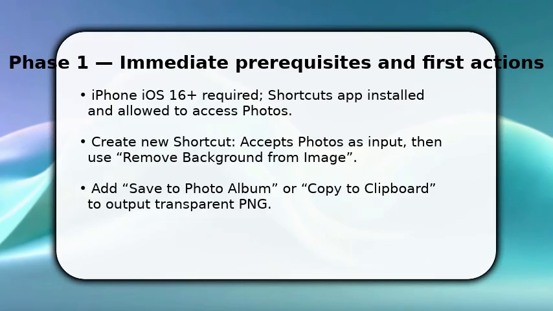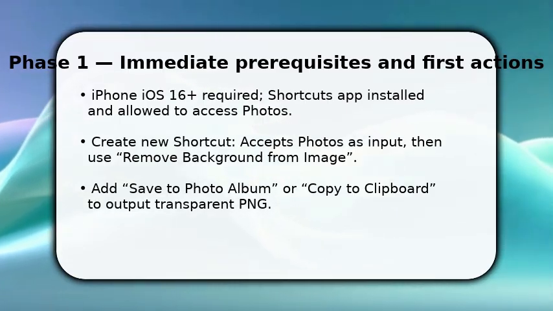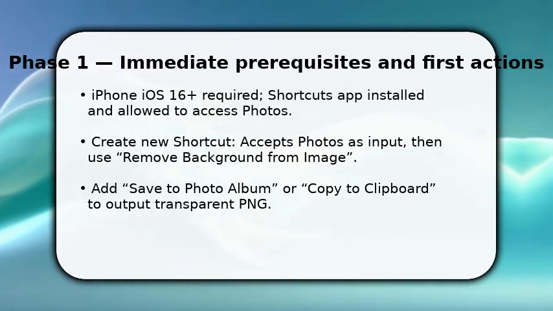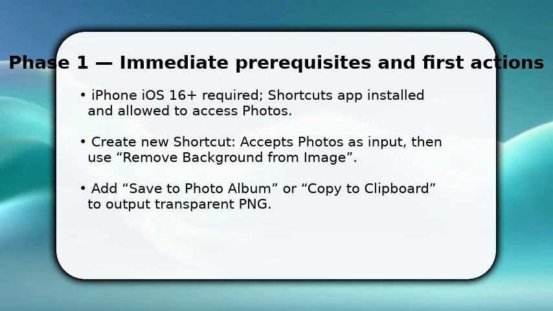You begin by preparing the Shortcuts tool. This is the actual, reliable way to strip an iPhone photo background. Open Shortcuts, tap plus to create a shortcut that accepts photos. Add the action Remove Background from Image. That isolates the subject and outputs a transparent PNG.